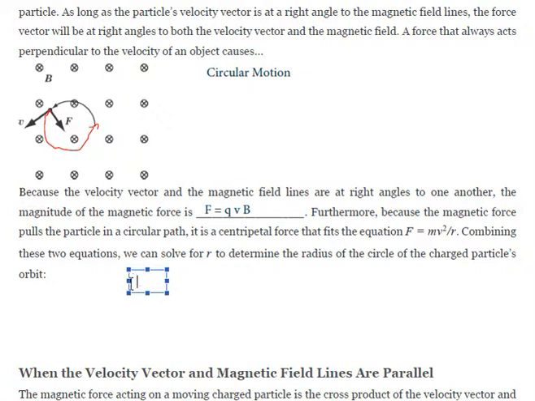So it would initially look like qvB is equal to mv squared divided by r. If we want to solve for r, then we could say that r equals mv divided by qB. The v squared on top and the one v over here would cancel out. So r is mv over qB. If you know all this stuff on the right hand side, you can figure out just how big of a circle it would make.